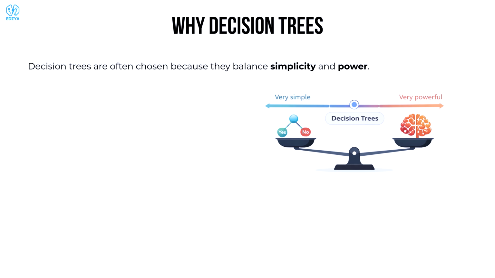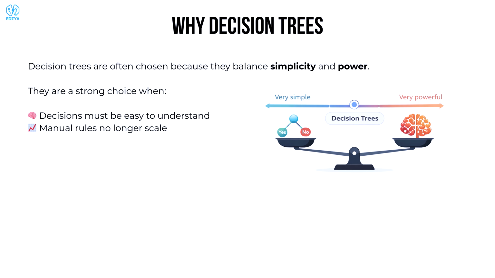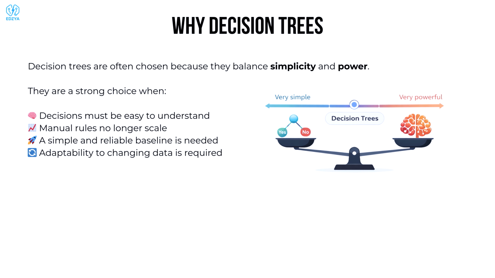Decision trees are used because they combine simple logic with enough modeling power. They are useful when decisions must be readable, explainable, and directly inspectable. They replace manual rules when rule-based systems stop scaling. They provide a fast, reliable baseline before moving to more complex models. They adapt naturally to data changes and can be trained and updated very quickly.